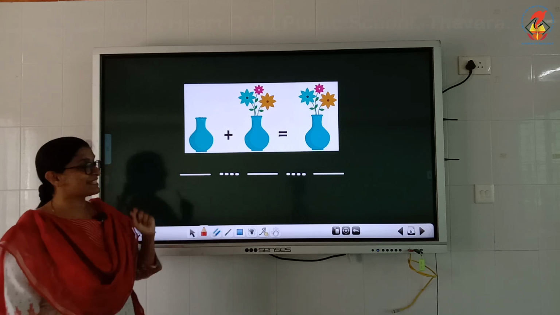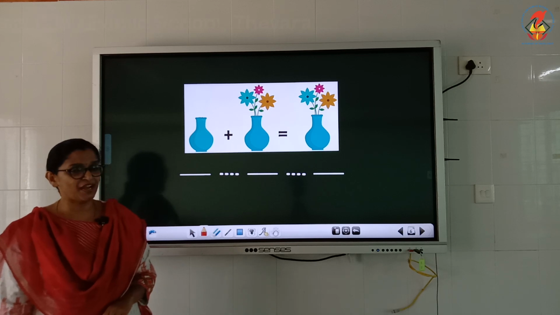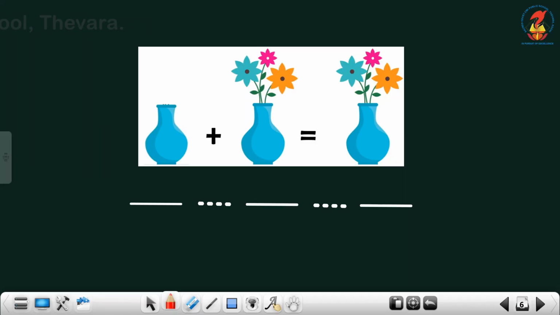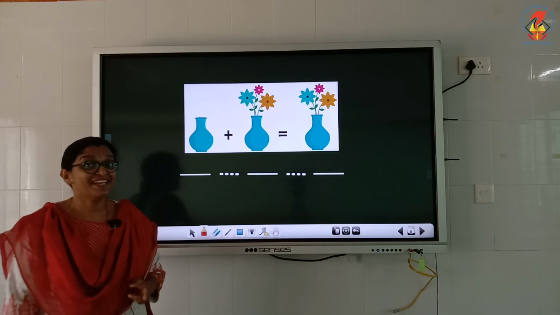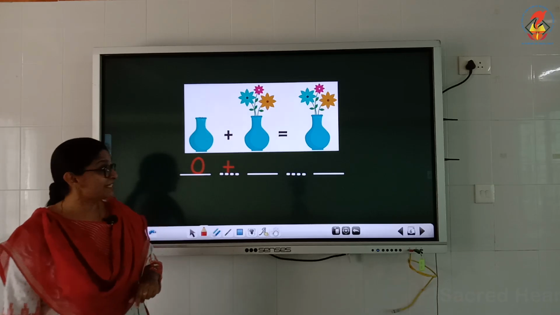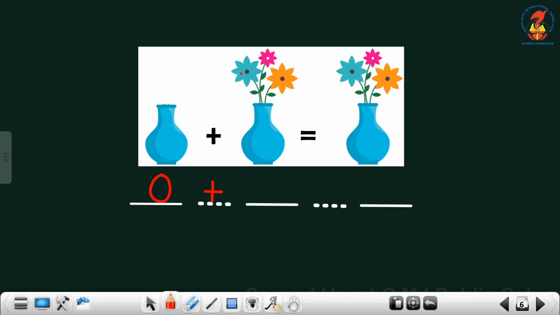Now let us look at the next example. Count and tell me how many flowers are there in the first vase. No flowers, right? So what do we write? Correct. 0. Then again, I put plus. Now count and write how many flowers are there in the second vase. 1, 2, 3. So I write 3 flowers. Then I put the equal sign.